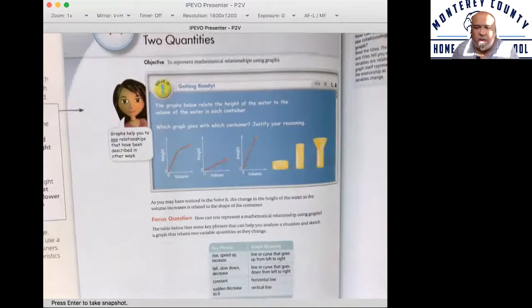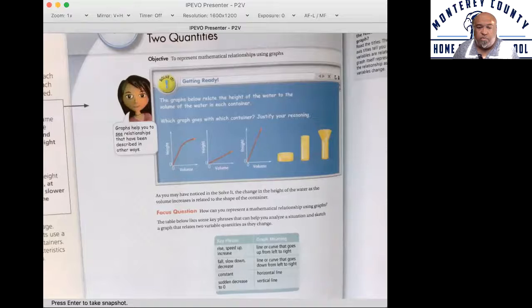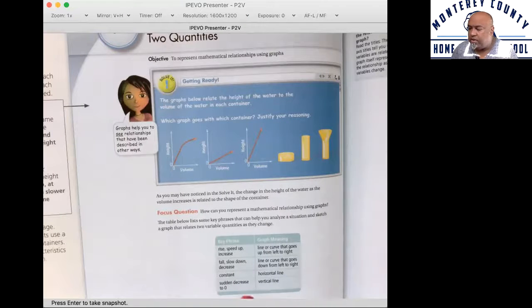Okay. Now, here are some key phrases to learn. Rise, speed up or increase, which means the line or curve that goes up from left to right. Fall down, fall, slow down, or decrease, the line or curve that goes down from left to right. Constant means that the line is horizontal, going like that. Sudden decrease would make a vertical line going down like that.